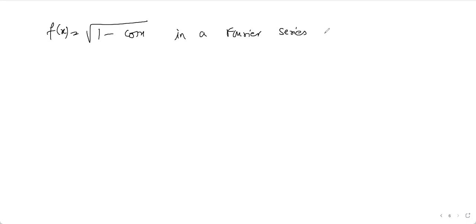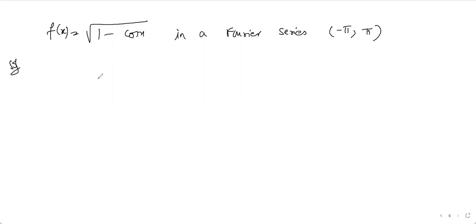Now let us look at another problem, where the function is the square root of 1 minus cos x. Let us expand the function f of x equals root of 1 minus cos x in a Fourier series over the interval minus pi to pi. Okay, now let us solve this.